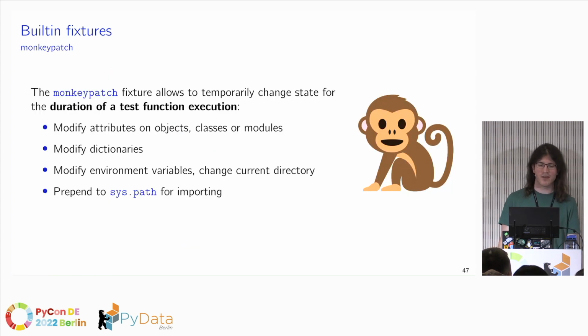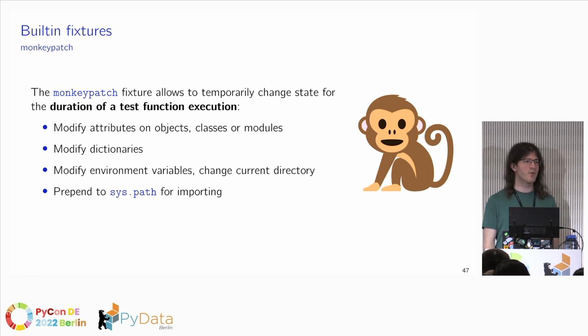Another built-in fixture is Monkeypatch, which allows you to temporarily change some state for one test. So modify some kind of attributes, kind of like unittest mock patch, if you've used that before. Modify dictionaries, environment variables, the current directory, stuff like that.